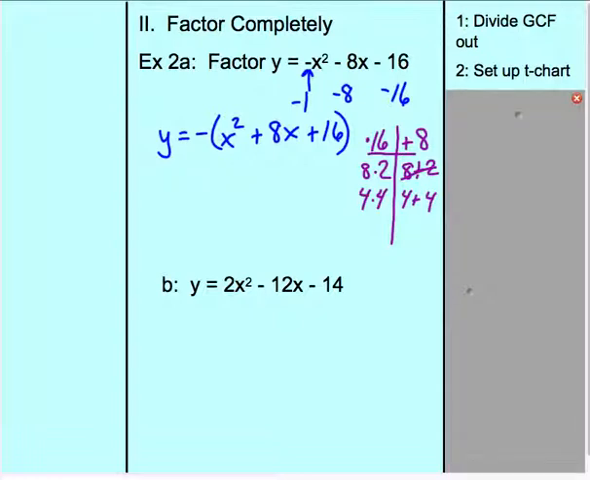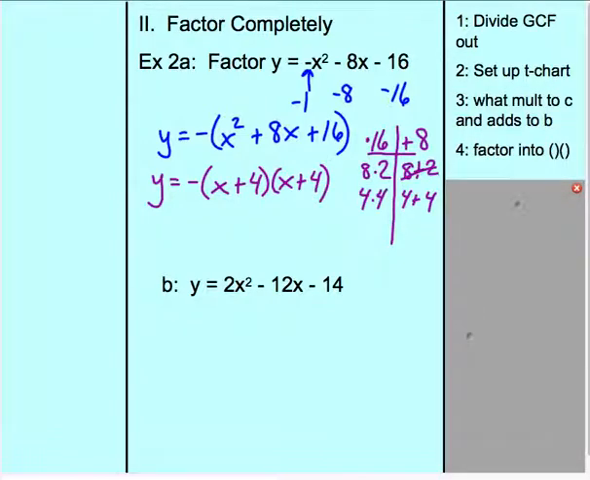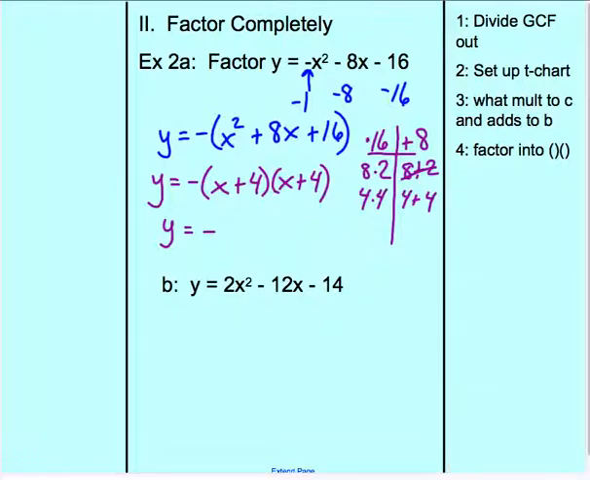So I found the numbers that work, so I'm going to factor this. Don't lose that negative out front. You don't need to put it in front of both binomials, just one. So we've got x plus 4 times x plus 4. And on this one, we can simplify because my two binomials are the same. So I'm going to write it as x plus 4 squared.